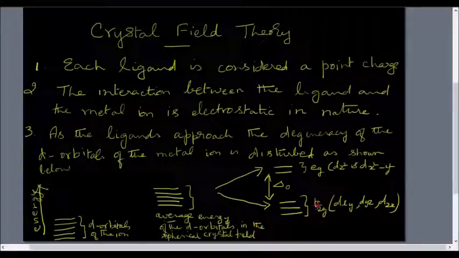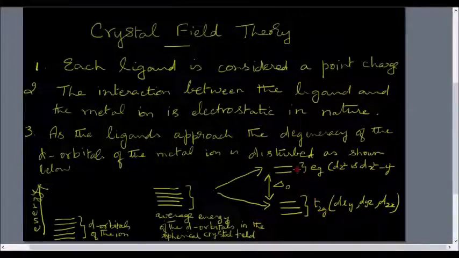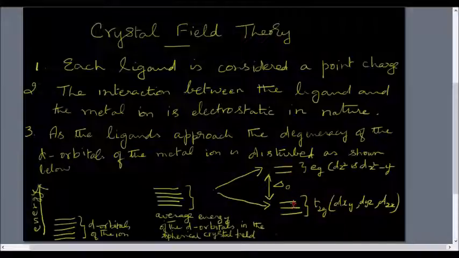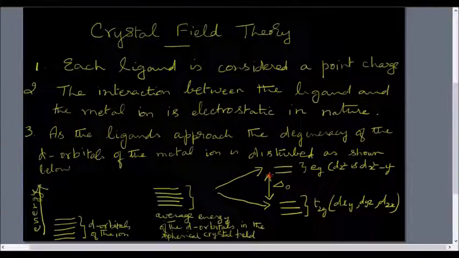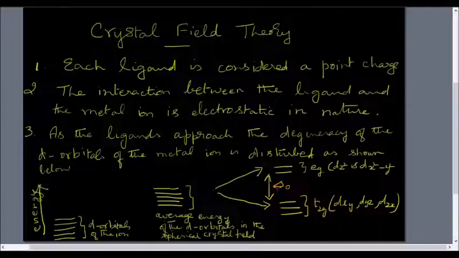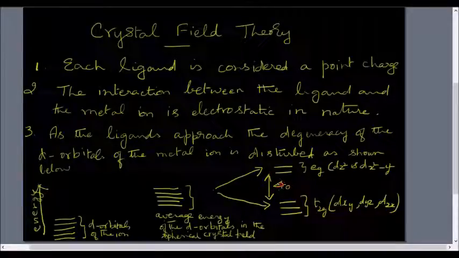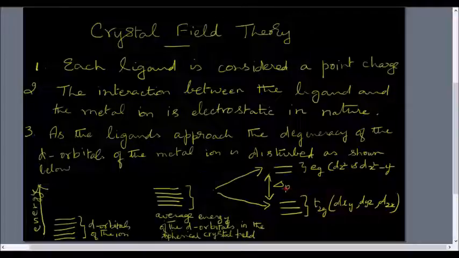I suppose you understand. So these are the two sets of d orbitals having difference in energy. This difference in energy is represented by del O, because first I am taking up the octahedral complex. So the energy difference is represented by del O. Later when we deal with the tetrahedral complex, we are going to represent it as del T.